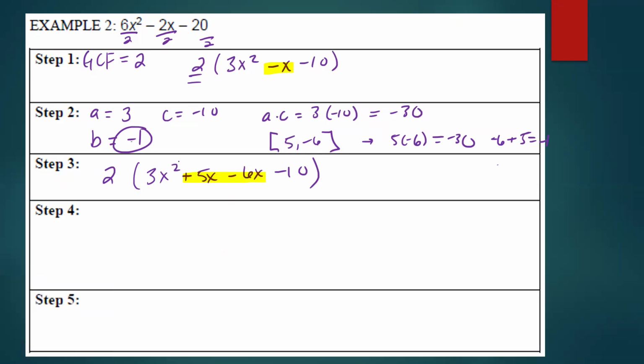Step 4 is our grouping. When you're grouping, you're going to group the first two terms together. So 3x squared plus 5x are grouped together, plus the next one, when there's a negative, they are grouped all in together.